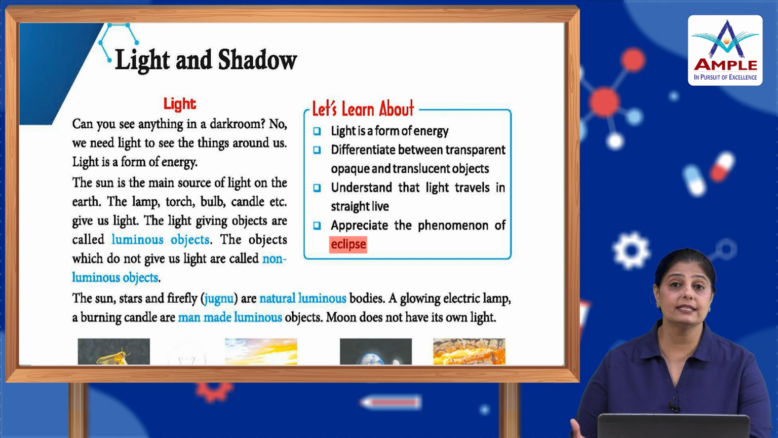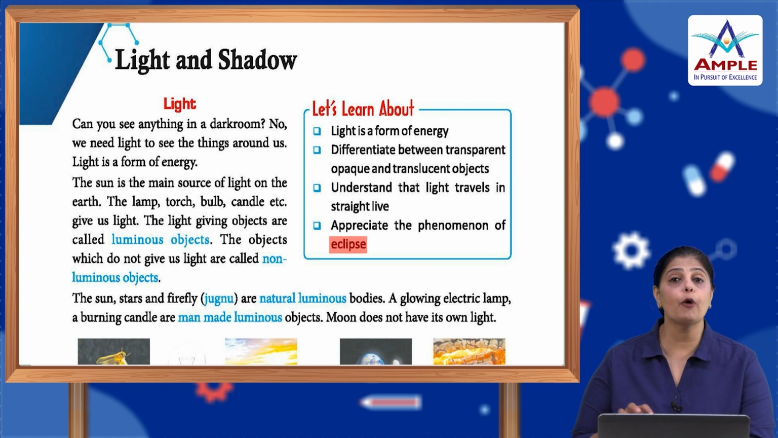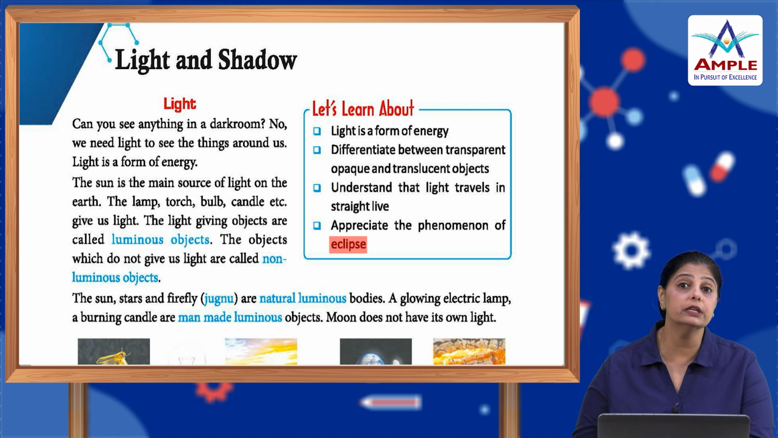So children, as I said, in a dark room you cannot see anything and you need some light. We know that outside the house we are able to see during the daytime because of the light coming from the sun. But when we are inside the house and it is really dark, what do we do? We light a bulb, or light a candle or a torch. So, these objects that give us light, what are they called? They are called luminous objects. And the objects that do not give us light, they are called what? They are called non-luminous objects.